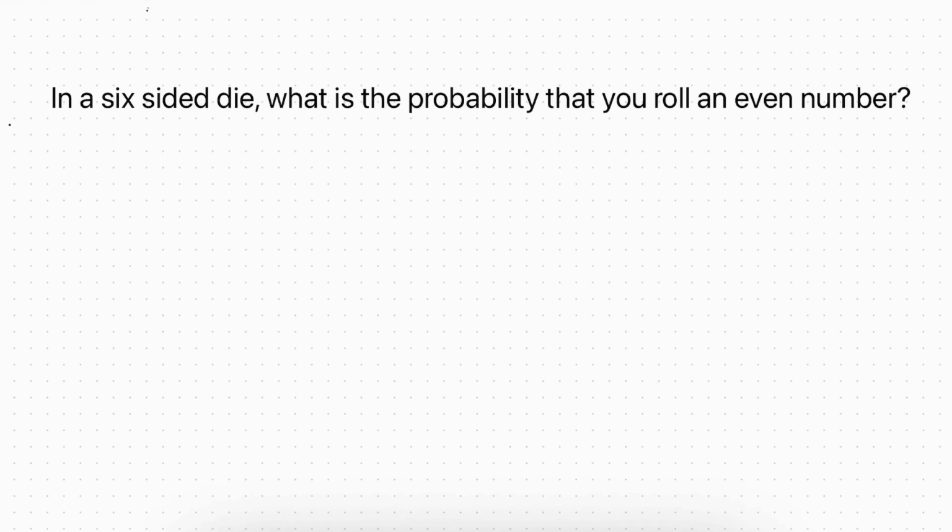Okay, to start off, let's do something a little bit simple. You roll a six-sided die and you want to know the probability that you will roll an even number. We know that a six-sided die contains the numbers 1 through 6: 1, 2, 3, 4, 5, 6. And you want to know the probability that you will roll an even number out of those 6 numbers. The even numbers in these 6 are 2, 4, and 6.